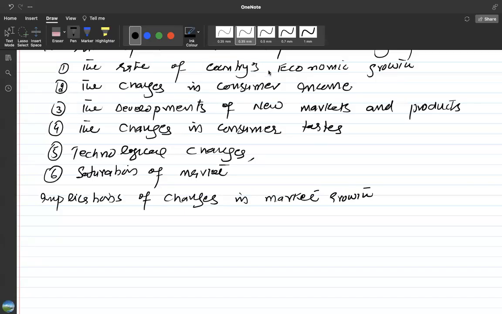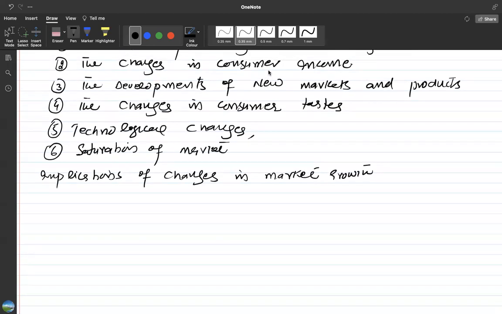Okay, we're talking about the implications. Now we have studied the market growth and there are several implications of the market growth. There are several positive and negative effects of the market growth, and business will have to see in both cases what effects it can have, whether the market growth is increasing or the market growth is decreasing. Let's talk about the increase in market growth first.